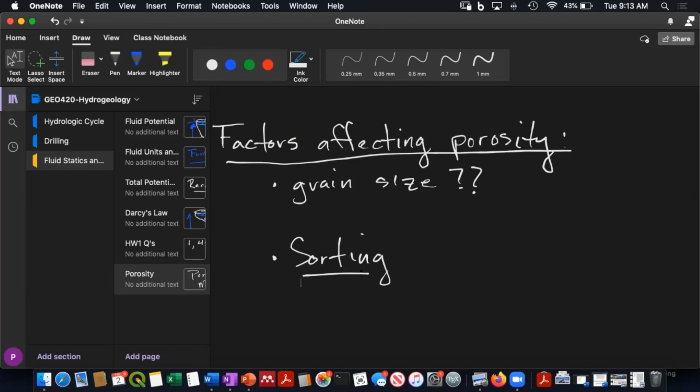Okay, so what do we mean by type? I think you're on the right track, but I want to be a little more specific. What do you mean by type? Okay, so there's 2 things there. What do we mean when we say clay or sand? What do we refer to? So one is size. I agree. But there's also another thing that's different between clay and sand.